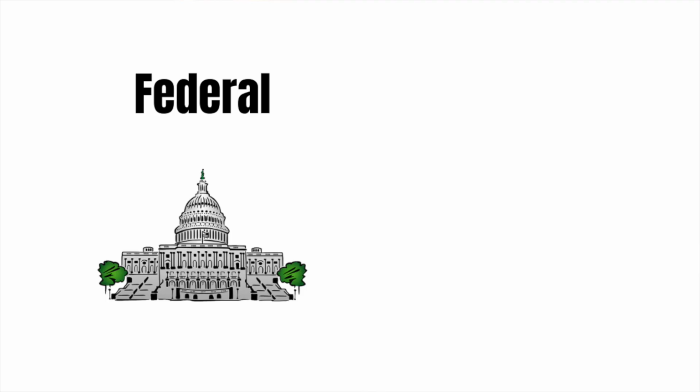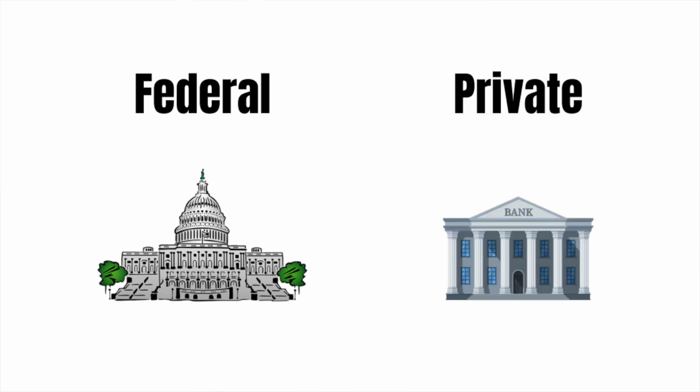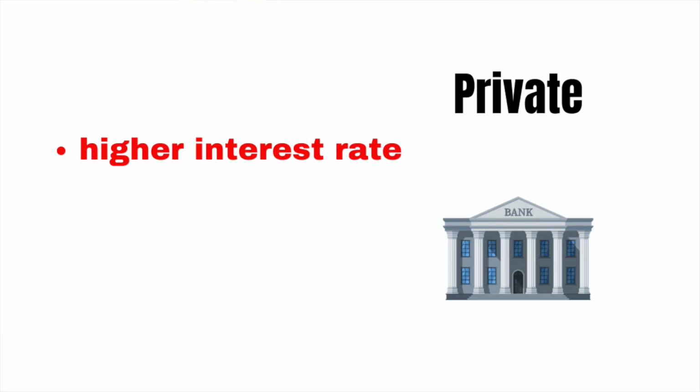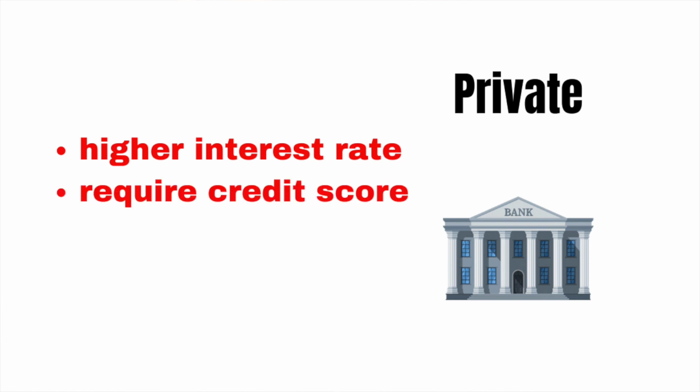The next decision you have to make is which type of loans you want to take out. So there are federal loans, which are provided by the government, and then there are private loans, which are offered by private lenders. I do not recommend private loans whatsoever. Private loans have a higher interest rate. They're going to require a higher credit score in order for you to get a lower interest rate, and even then it won't be as low as federal student loans.